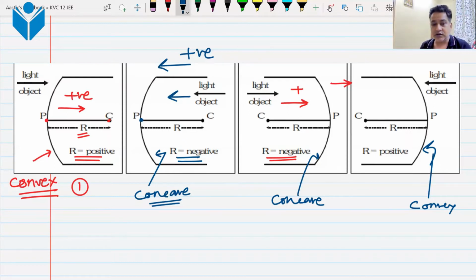It depends on the surface and from where light is coming on that surface. In very plain terms, if the surface is convex, the radius of curvature would be positive. If the surface is concave, the radius of curvature would be negative. That's it.